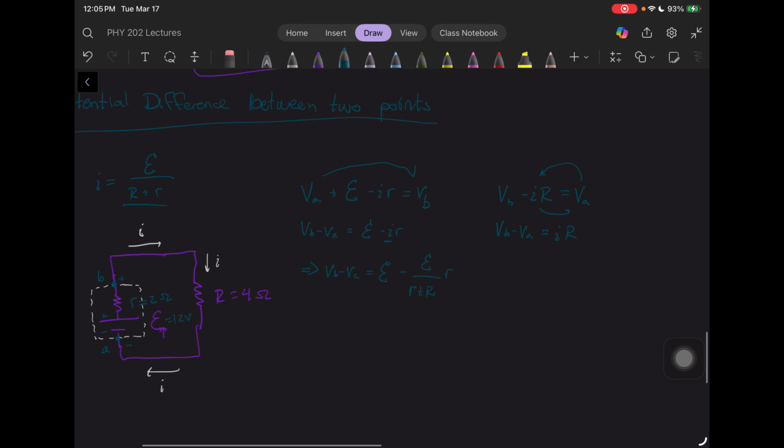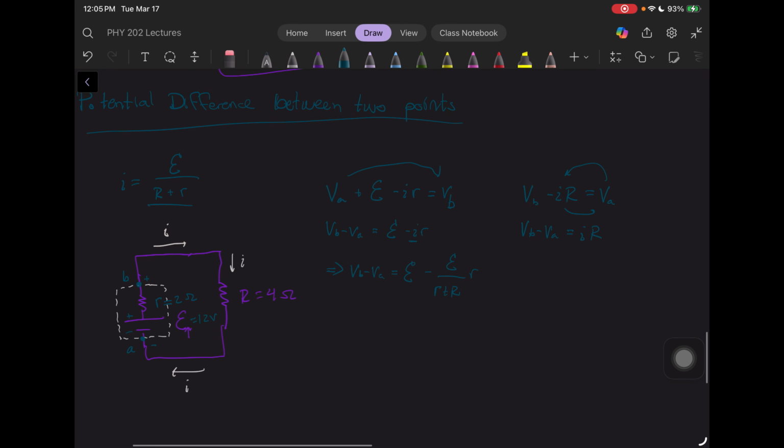Okay. And then, since that's the current going through the battery, it has to be the current going through the circuit. So we can plug that in here too. And so we have VB minus VA is equal to epsilon over R plus r, and then times big R. Okay. And let's see. Yeah, if we're looking for the potential difference, we can solve either of these, right? This one looks a little easier.